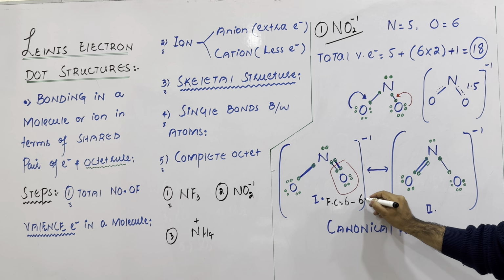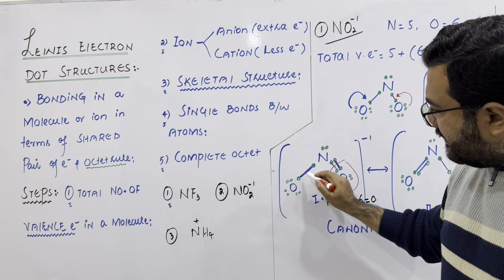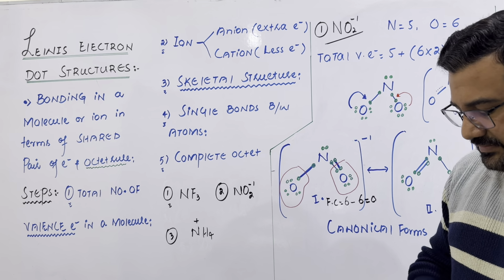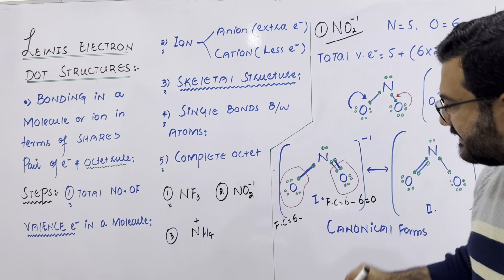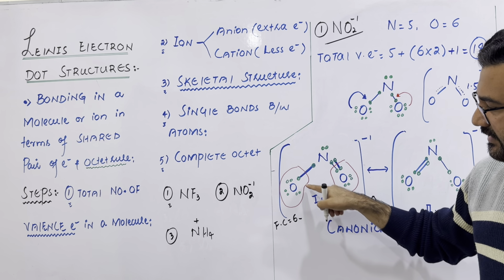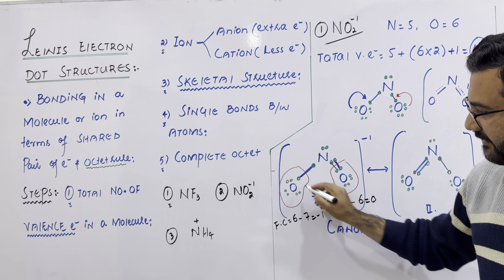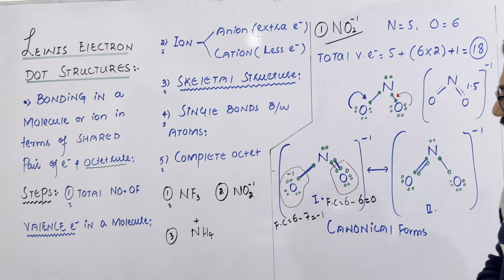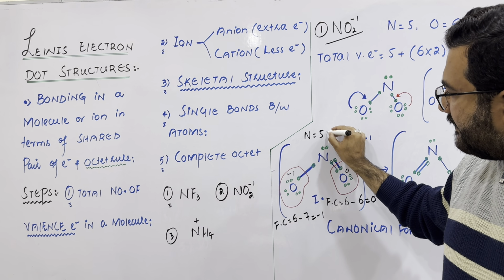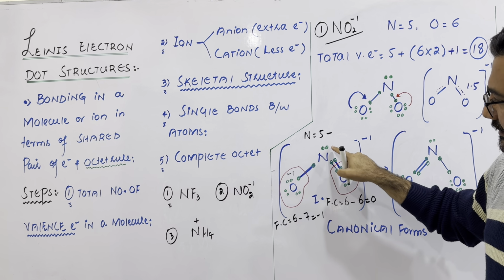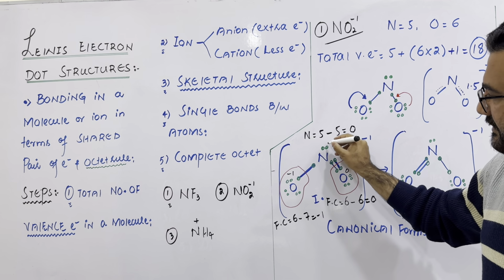So 6 minus 6, the formal charge of this oxygen will be 0. Now let us calculate the formal charge of this oxygen. It has 6 electrons in its valence shell minus how many electrons are given to this oxygen in this dot structure? 1, 2, 3, 4, 5, 6, 7. So it will have -1 formal charge. The other has 0 formal charge. Now what about the nitrogen? Nitrogen belongs to group 5. It has 5 valence electrons minus 1, 2, 3, 4, 5. The 5 electrons are given to nitrogen in this Lewis structure. So its formal charge is 0.